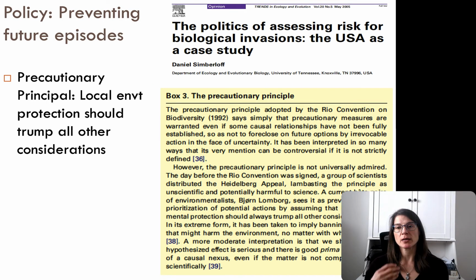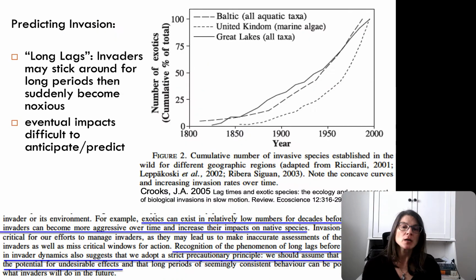So this brings back some of the early calls to regulate and deal with invasions. Remember Daniel Simberloff, another major invasion biologist. He cites the precautionary principle and says we need to pay attention to this idea that local environment protection should trump all other considerations. What that means is that you don't want to intentionally introduce another cultivar into a region or a pest controlling pest into a region like the cane toad unless you've absolutely considered very carefully.